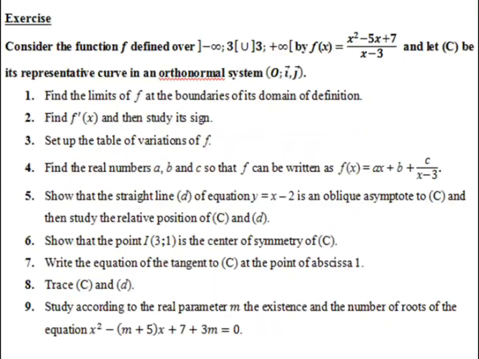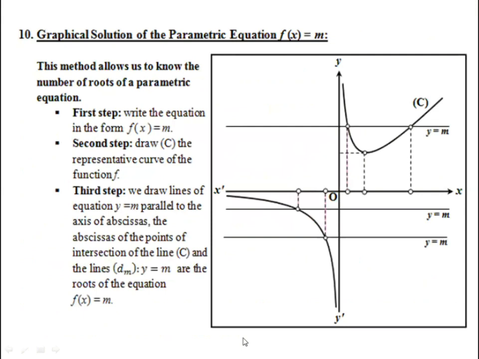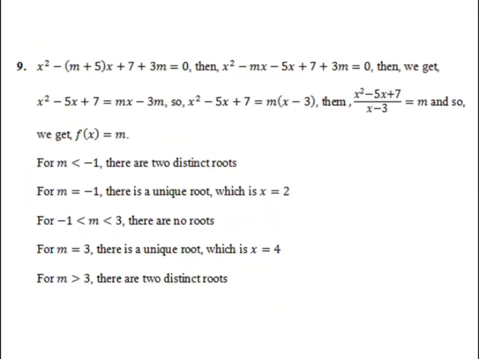For the last part, study according to the real parameter m the existence and the number of roots of the equation x squared minus (m plus 5) x plus 7 plus 3m equals 0. Here, first step, we have to write the equation in the form f of x equals m. So we will expand these terms to get this form, and then we will put the m terms after the equal sign.